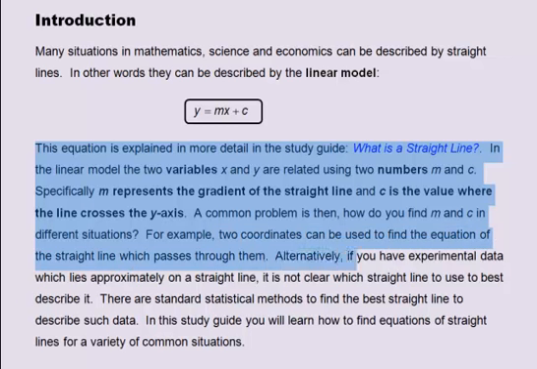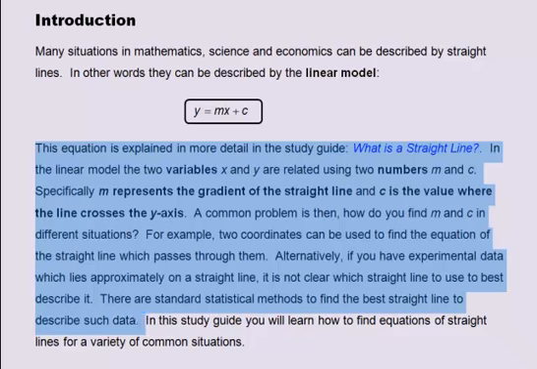Alternatively, if you have experimental data which lies approximately on a straight line, it is not clear which straight line to use to best describe it. There are standard statistical methods to find the best straight line to describe such data. In this study guide you will learn how to find equations of straight lines for a variety of common situations.